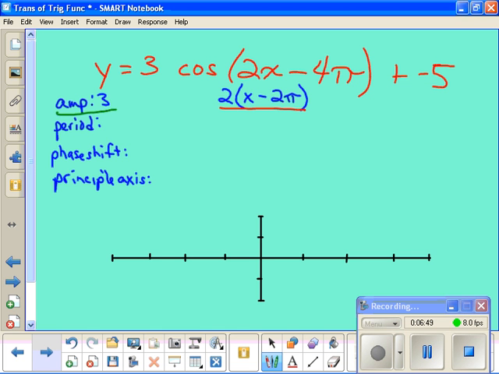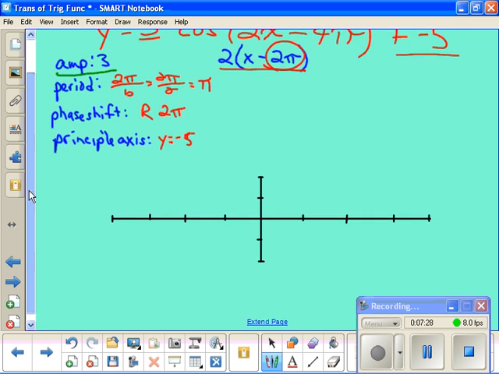And here we're dealing with cosine. It has an amplitude of 3. What's its period? How often does it repeat? Well, 2 pi divided by b is 2 pi divided by 2, in this case, pi. So this function repeats every pi. Phase shift, that means it's shifted to the right. The phase shift is right 2 pi. So I have to start this out right 2 pi. And the principal axis is at y equals -5. And all that's important to be able to actually graph them.